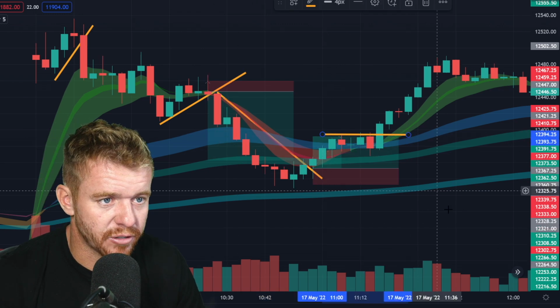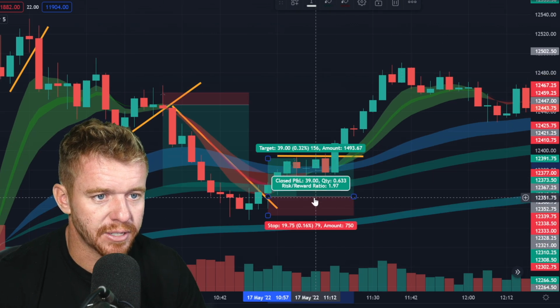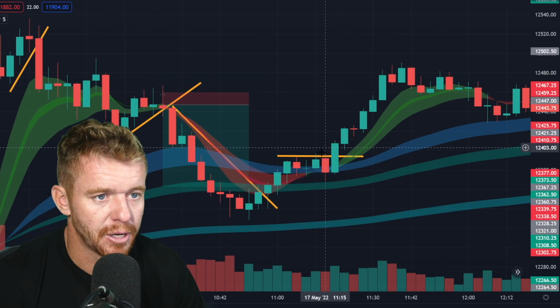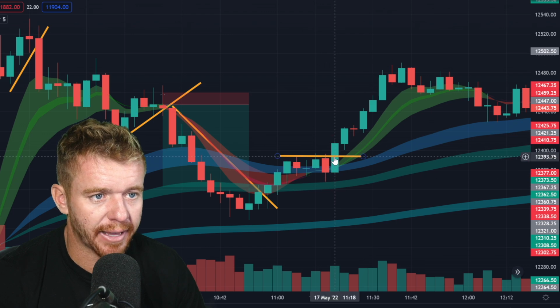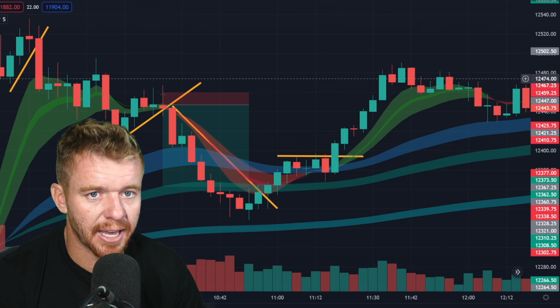We got this resistance right here. We're breaking above that resistance. This is a pretty cool little setup here. We're breaking above that resistance there. We get that candle to close. So we enter on this next candle here.